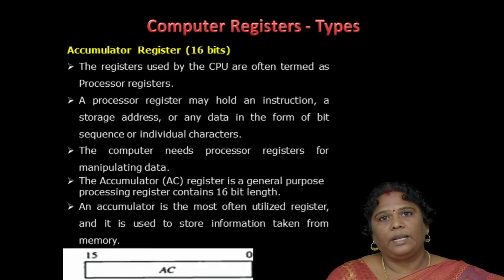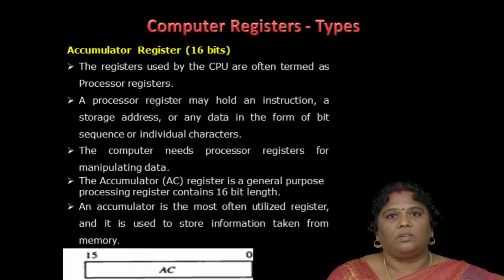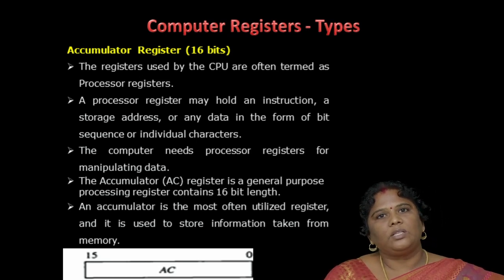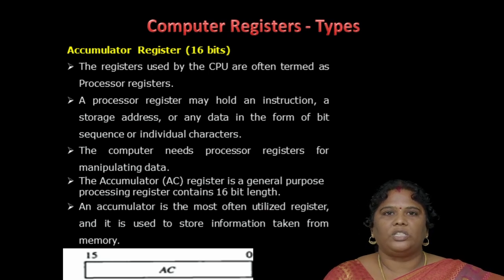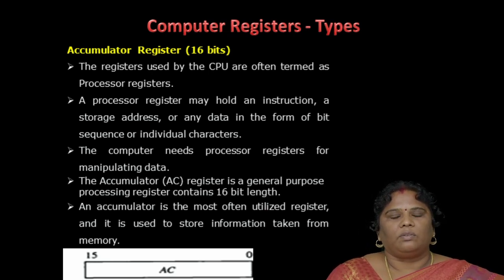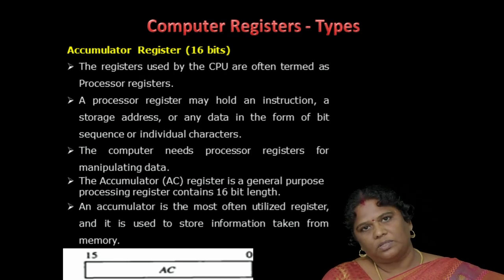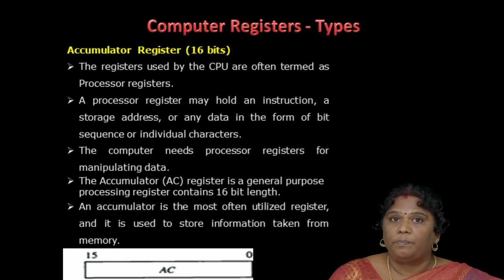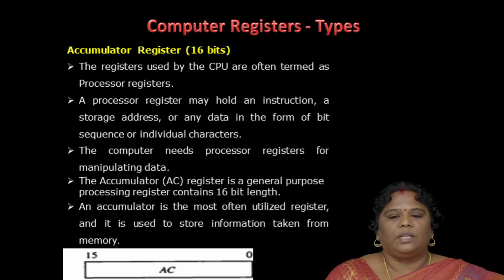First we see the accumulator register. What is meant by accumulator register? The accumulator is a CPU register, a processor register which is the most frequently used by the processor. This register can hold any type of data, whether an instruction, an address or any other data, stored as individual characters or a sequence of characters. These processor registers are used to perform data manipulation within the CPU, so this is called a general purpose processing register, because it manipulates the data.